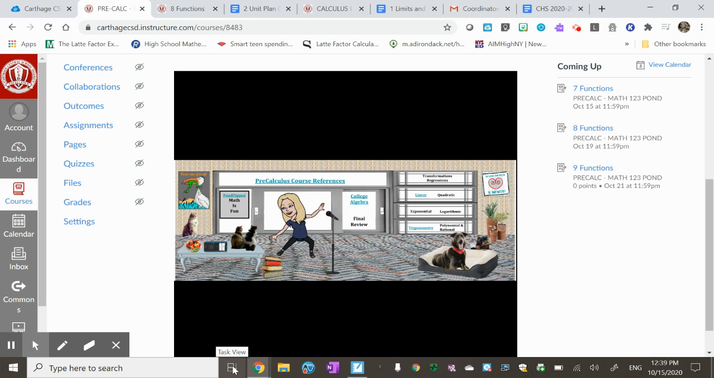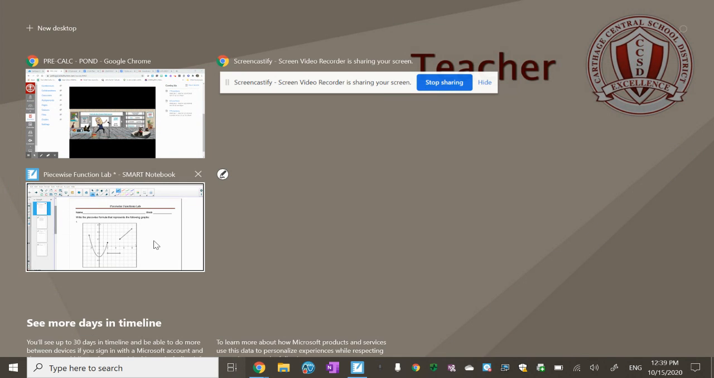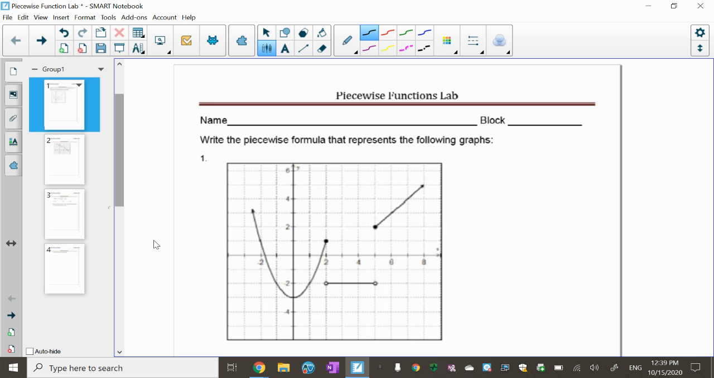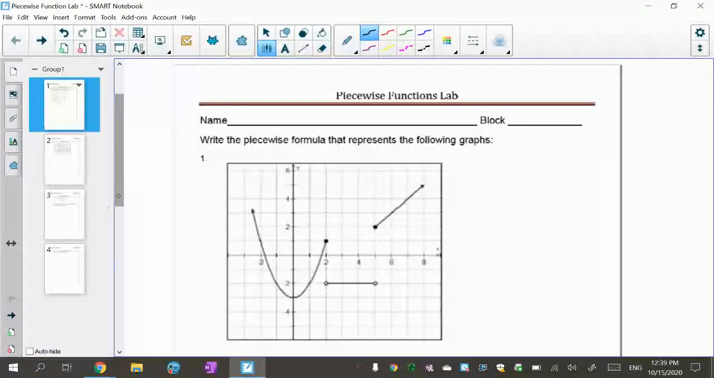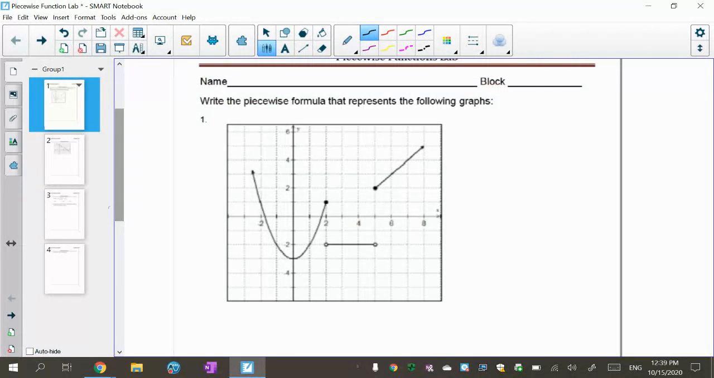Okay, so today I'm going to go through the Piecewise Function Lab with you to make sure that you're comfortable finding the formula from a graph. I have this first graph here. As you can see, it's three pieces. I have a parabola, this piece, and I have a line here and a line here.